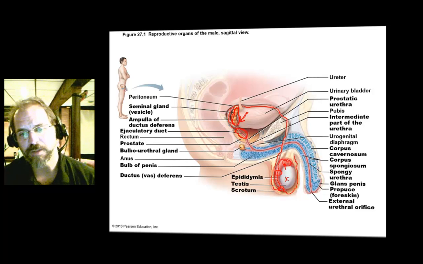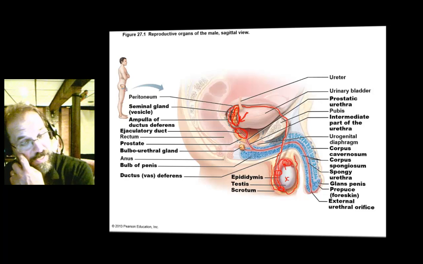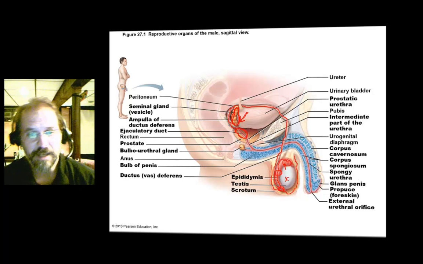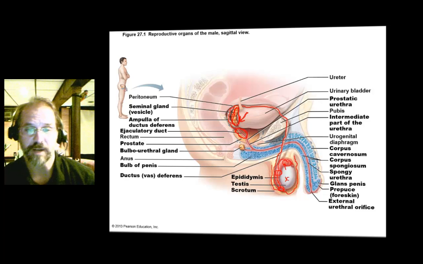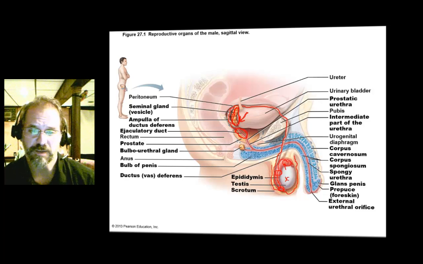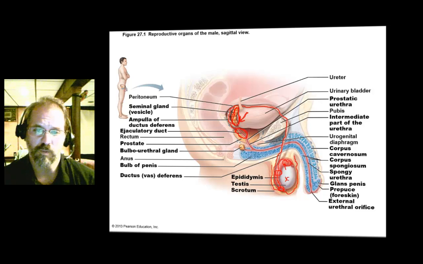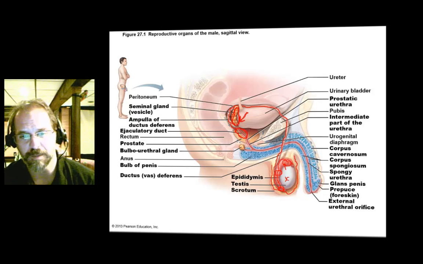The seminal vesicle contributes its seminal fluid to the ejaculatory volume, and really most of the ejaculate is seminal fluid. The main function of seminal fluid is to provide fructose, a carbohydrate source for the sperm, so they remain nourished while they are in the female reproductive tract.